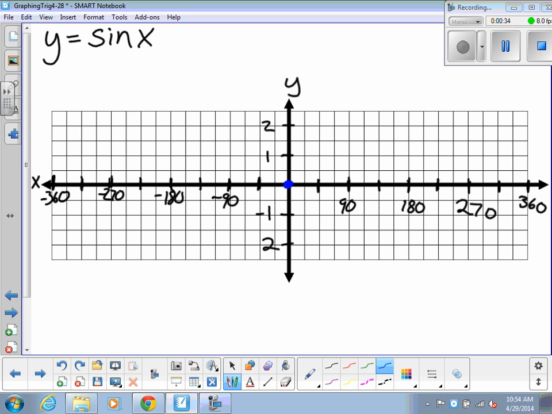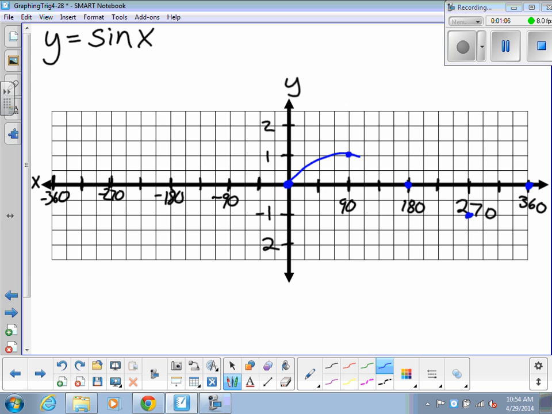The next point I'm going to look at is the sine of 90 degrees. So I can plug 90 in. The sine of 90 degrees is equal to 1, so I have a point at 90 and 1. If I plug 180 degrees in, I would get 0 again because the sine of 180 is 0. If I plug 270 degrees in, I would get negative 1 because the sine of 270 is negative 1. And if I plug 360 degrees in, the sine of 360 degrees is also 0. So there I have all of my critical points.